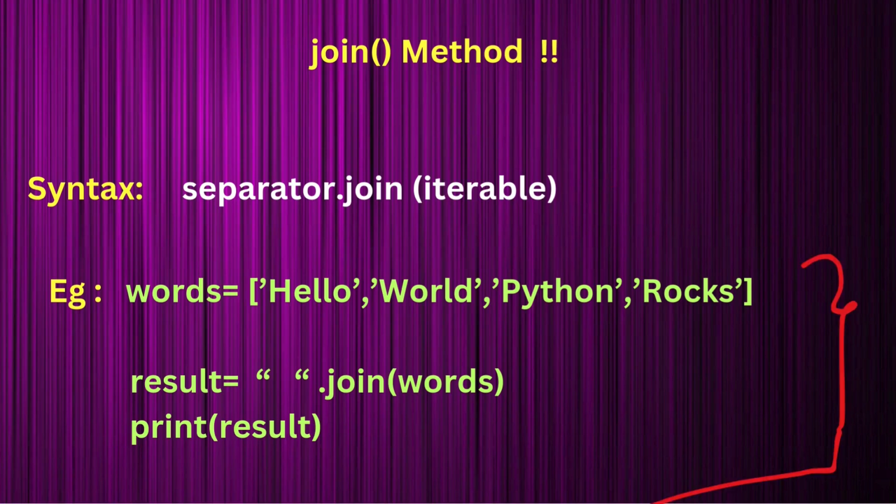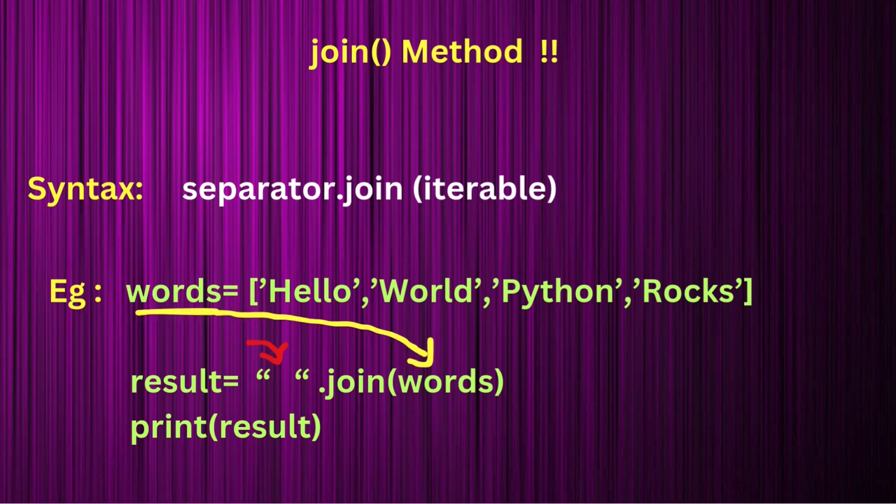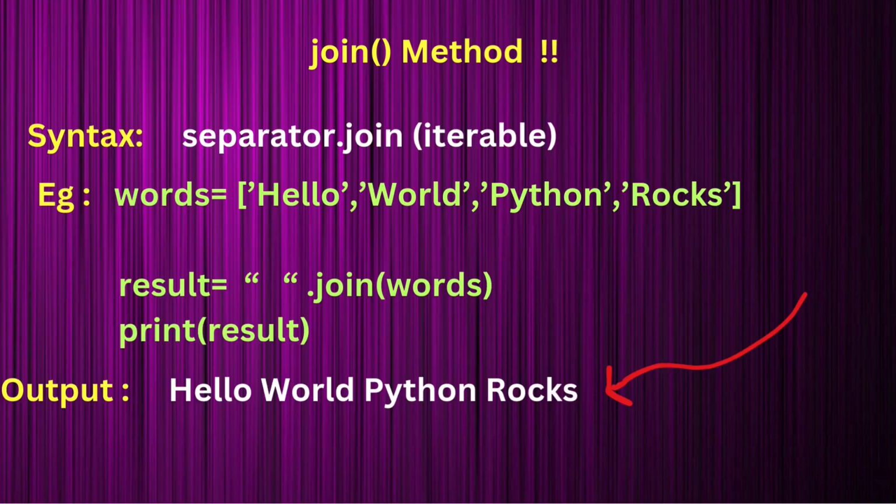For example, take words. It is a variable referring to this list which contains the elements hello, world, Python and rocks. Now we have to use the join method to bring all those into a single string. What is the separator here? It is a space. So dot join, and we pass this words list. All this is stored in the variable result, and once we print, we get the output hello world Python rocks. All four elements got into a single string, with spaces in between because we specified the separator as space.